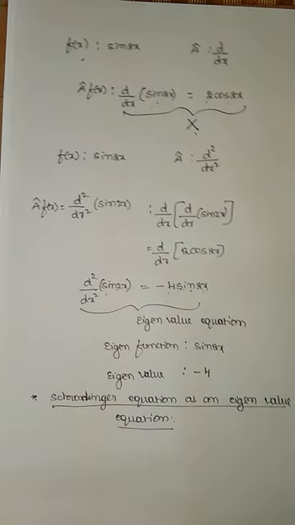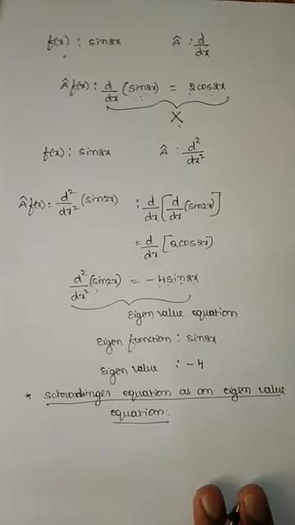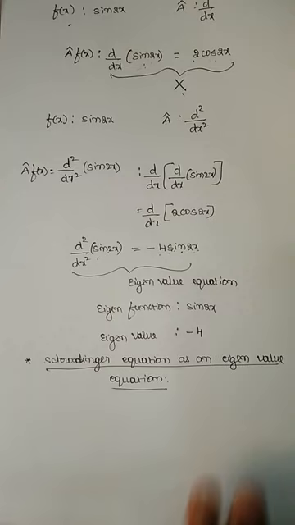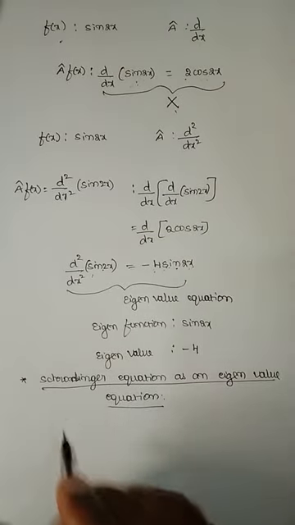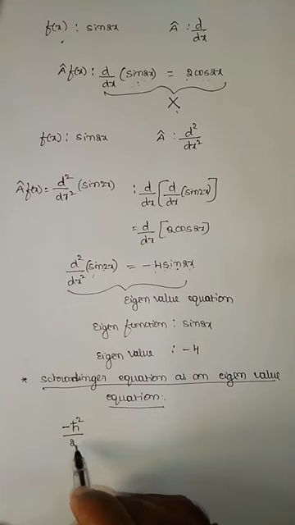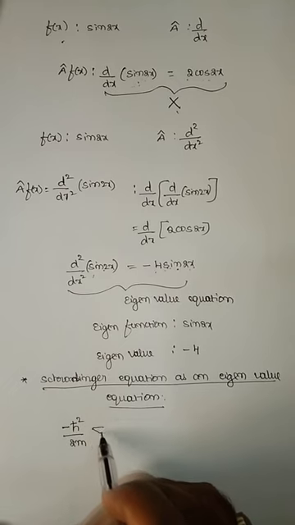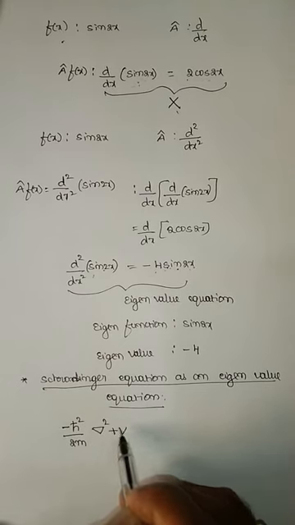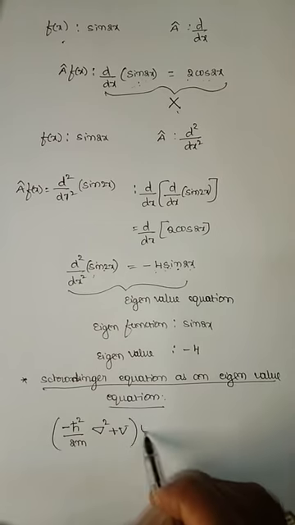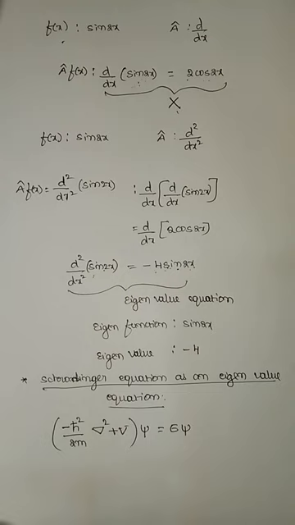Schrödinger equation as an eigenvalue equation. And we know that the Schrödinger wave equation is minus h cross square by 2m del square plus V of psi is equal to E psi. This is the simplified form of Schrödinger wave equation, right?